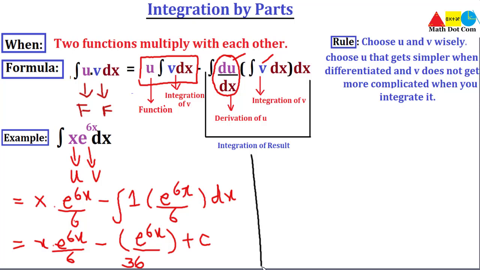Another example: now let's see how we will choose u and v from this given function, where we have x raised to power 5 as one function and natural log of x as the other. The understanding should be clear here that while finding the integration of natural log of x, it is not possible to say directly what the integration of natural log of x is, as natural log of x itself has to be integrated by using integration by parts.